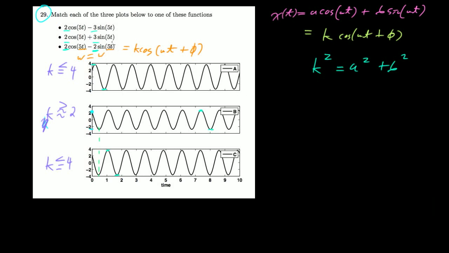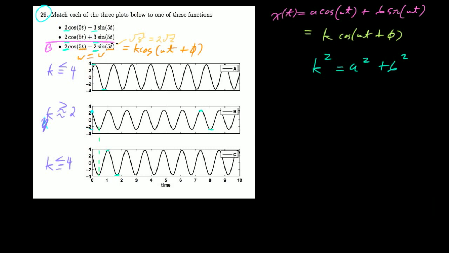If I want to figure out what the k is for this last function, it's going to be 2 squared plus 2 squared, so 4 plus 4, and then take the square root. So it's going to be root 8, which is equal to root of 4 times 2, so it's going to be 2 root 2. And if I have 2 root 2, that's going to give me a little bit more than 2. So I know that this last function goes to graph B.